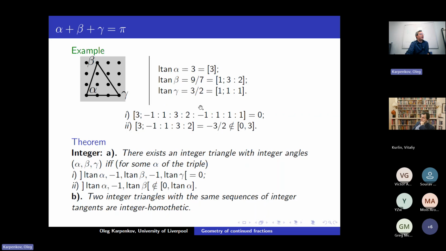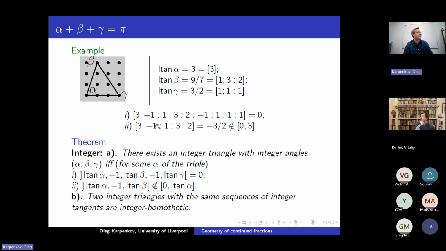Right. So in order to check that this triangle does exist, and we know that it does exist, we do the following: we put first 3, then we put minus 1. Right, 3 minus 1. Then we put our second one, 1, 3, 2, 1, 3, 2, 1, 3, 2. Put minus 1, and then put the last 1, 1, 1 here, right? So we have a long continued fraction, and if you check it by computer, you will see that actually it's equal to 0.